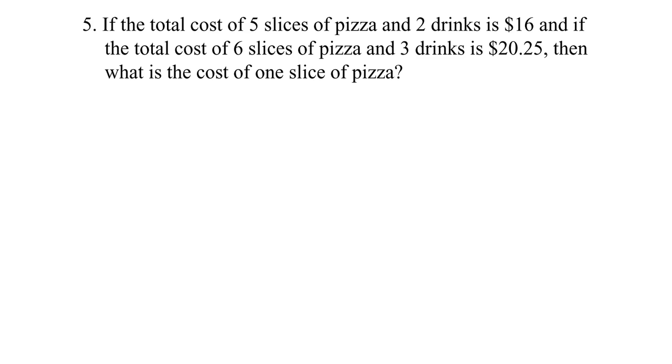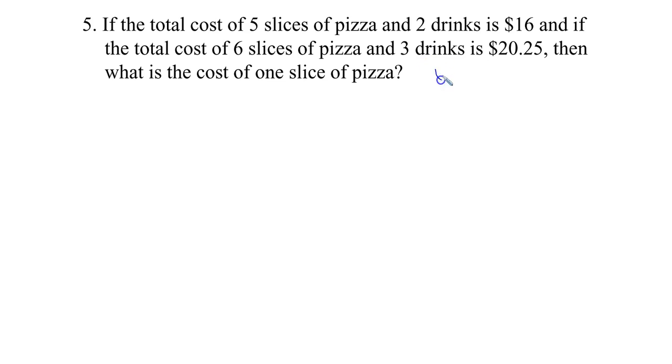So the total cost of 5 slices of pizza and 2 drinks is $16. The total cost of 6 slices of pizza and 3 drinks is $20.25. What is the cost of 1 slice of pizza? Now this problem is different in a couple of ways. One, we don't have a total amount of anything like we did in the previous problems. And 2, we're only looking to find one of the variables. We have 2 variables, but we're only looking to find one of those.